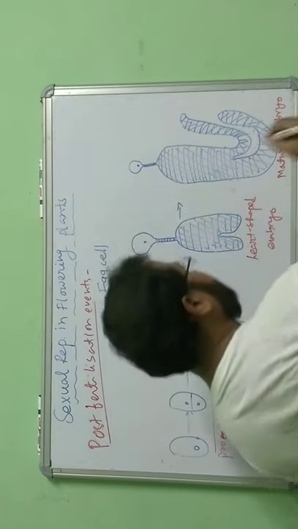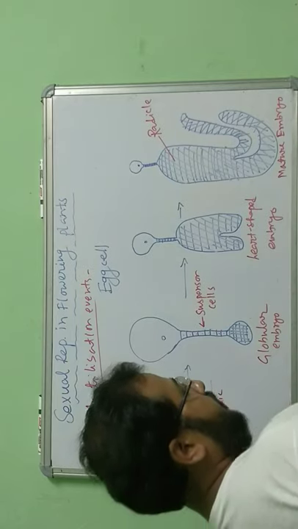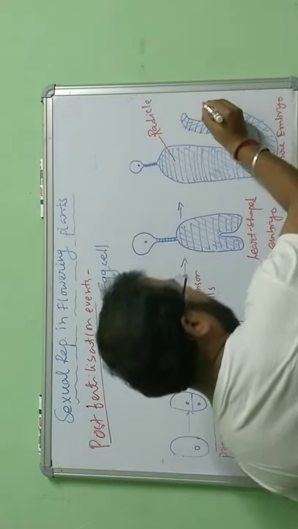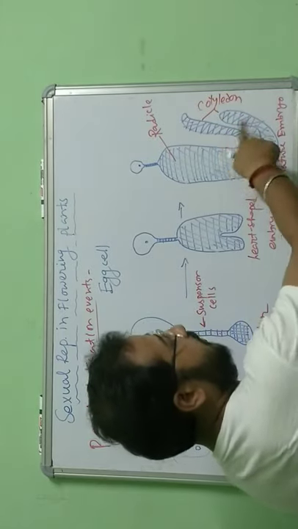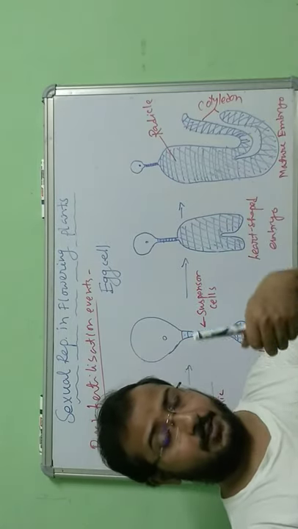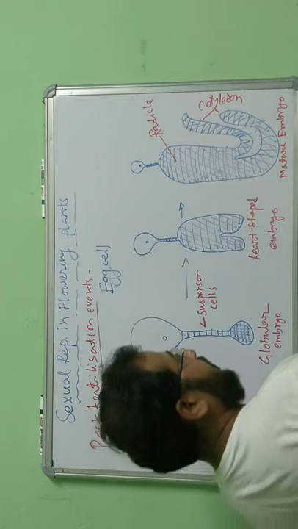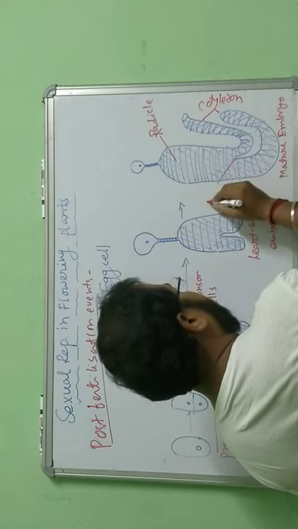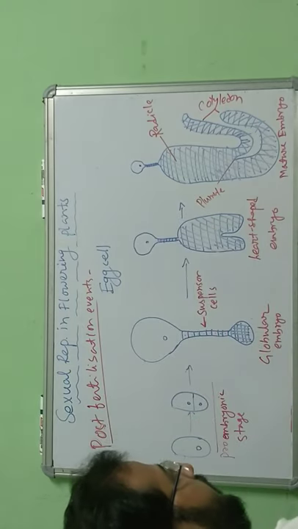So this is the radicle part. These two, I'm writing, are the cotyledons. See what I have drawn here, two cotyledons you can see. So this is a dicot I'm drawing actually. If the question comes, explain the development of dicot embryo, so this is a dicot embryo. And this part is the plumule. So this is the mature embryo.